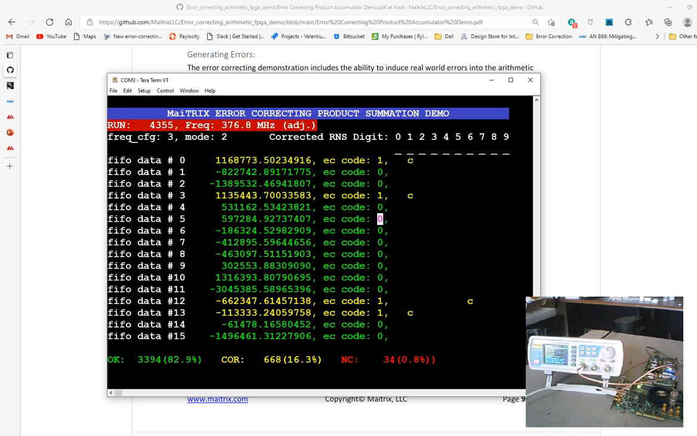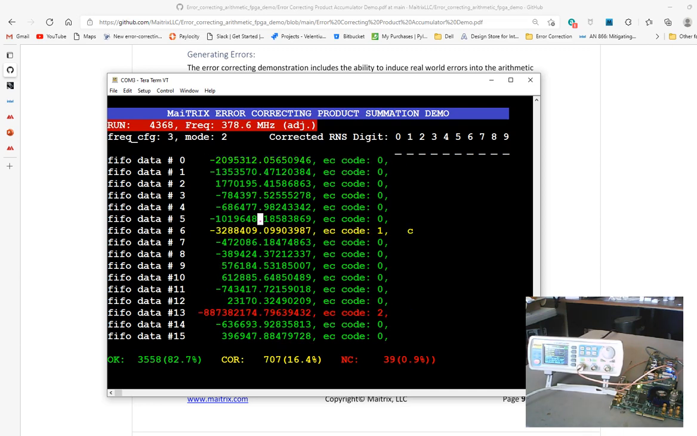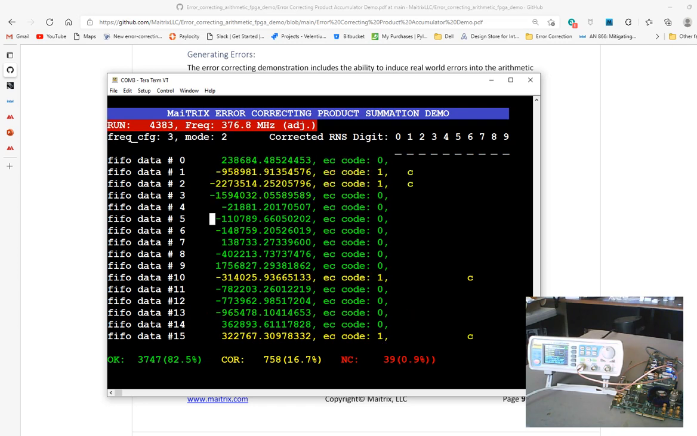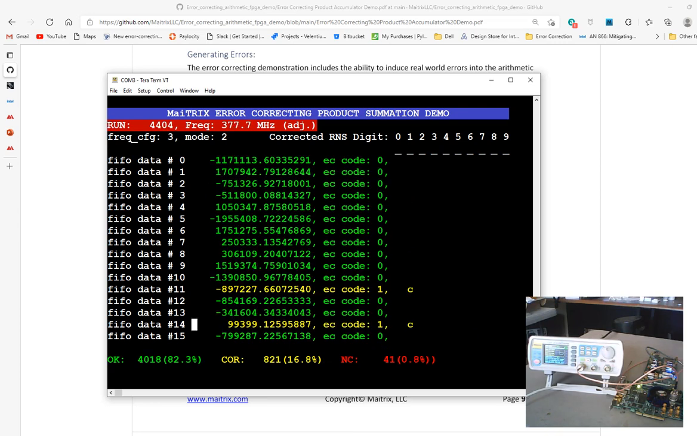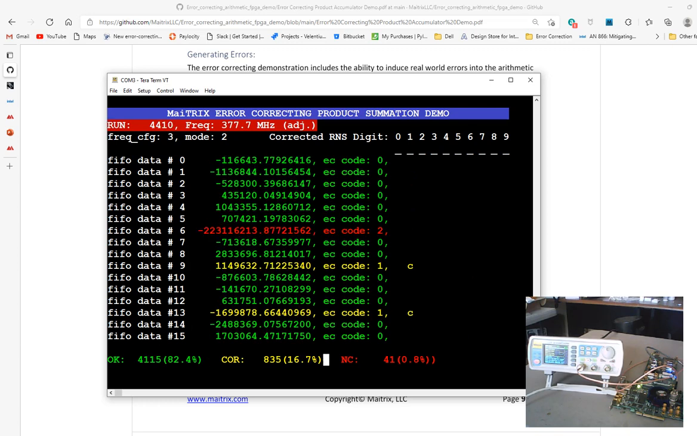So if we hit V for value, we can change up the value. And by changing up the values, we can get different results and different types of errors and different digits. So again, we're running at about 377 megahertz. And each time I change up the values on this, there's an interesting one. There's an error. So in that particular product summation, there's more than one digit that's an error. This particular error correcting demonstration has a single digit error correcting capability.